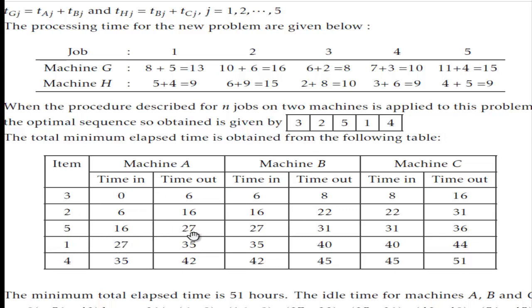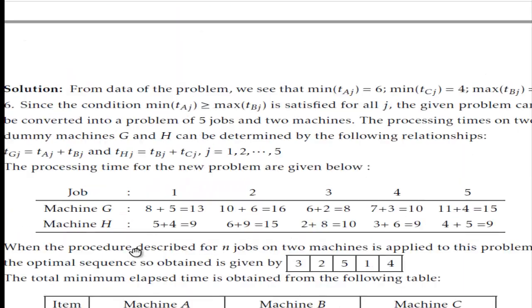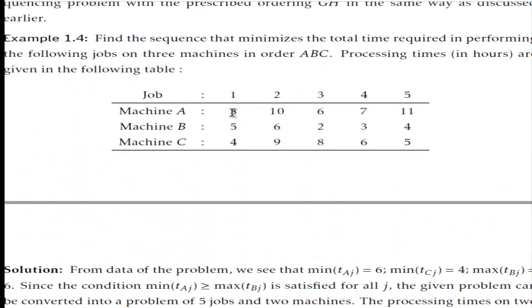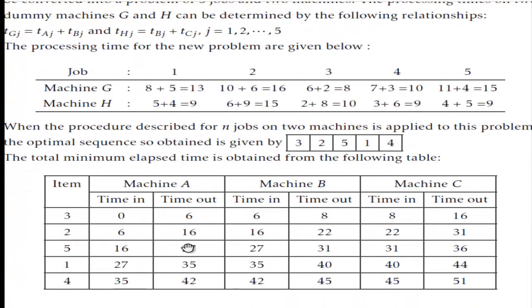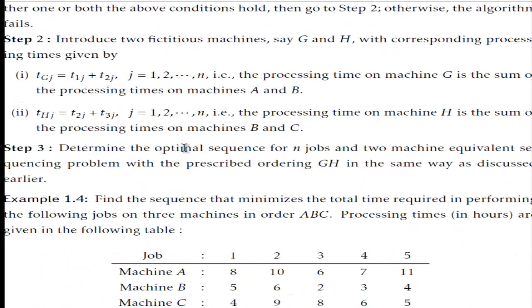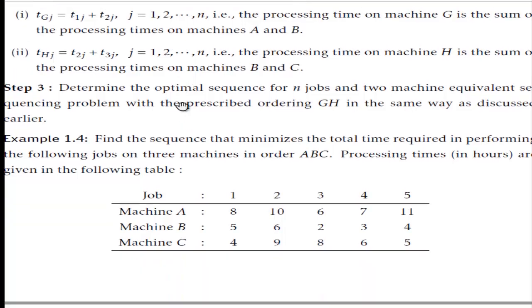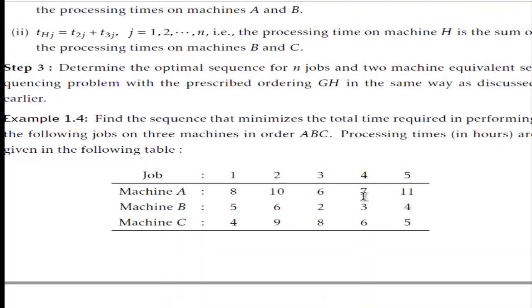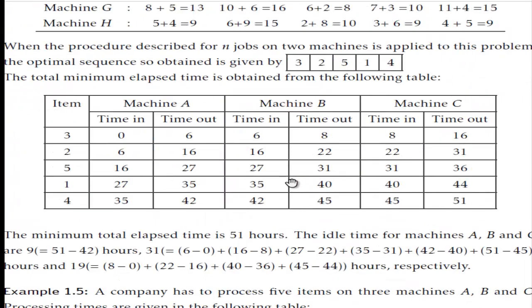So after 16 to 27, I have to go for job 1. Starting from 27, job 1 takes how much time? Job 1 takes 8 units. So job 1 takes 27 plus 8, 35. Starting from 35, I have to do job 4. And job 4, as you could see in the table, is taking 7 units of time. Okay, so 35 plus 7, that is 42.